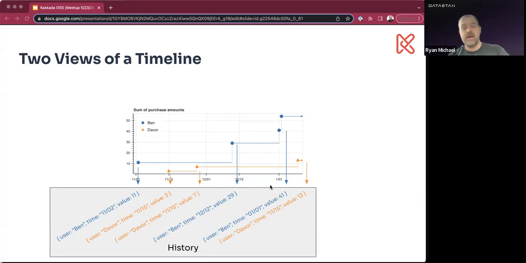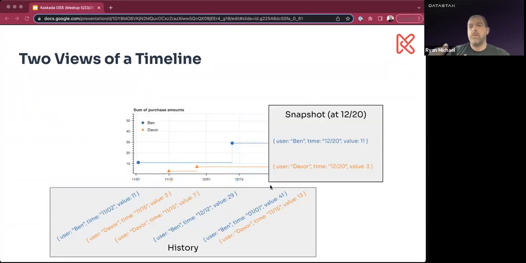But there's another way we can look at the same timeline. We can look at these exact same values and pick a point in time and say, what is the value of each of these lines at this particular point in time? This is what we call a snapshot. The role of a snapshot is that this is what we need in order to make a prediction right now. I can always say, what is the value of these lines right now? And then I can use that as the input to my model.